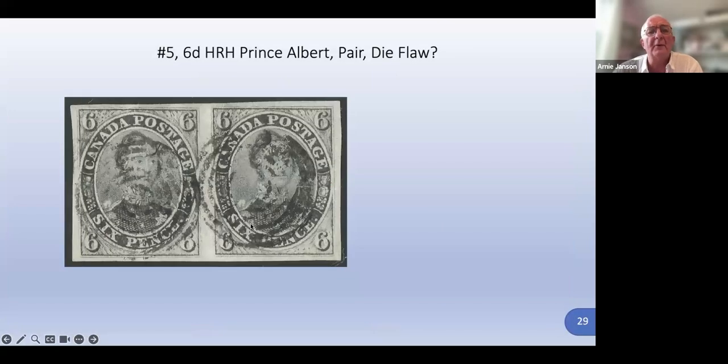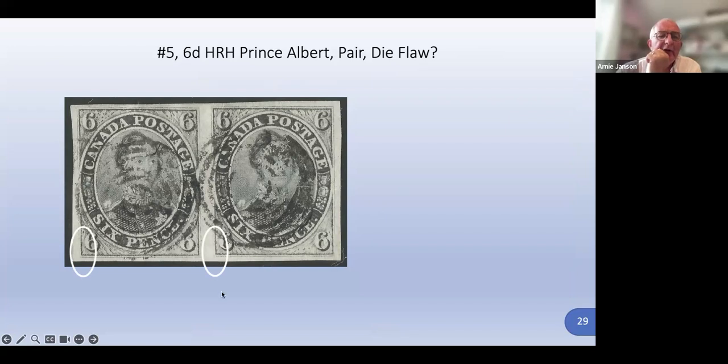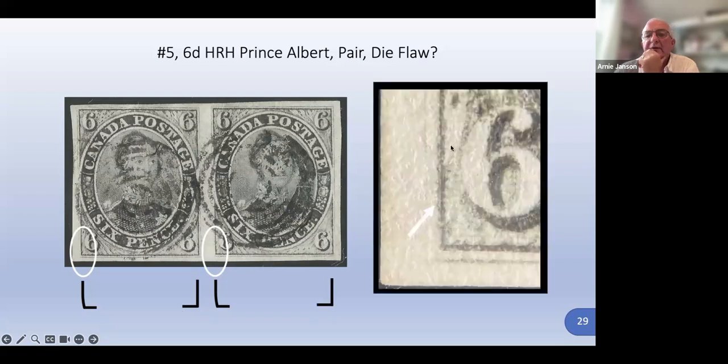If we move on to the number 5, the 6-penny, we have a die flaw. Interesting. It's a pair. When we're looking at this corner, we can see it's got a little bit of a curve to it, like this. If you look at it closely, you can see there's a bit of a curve. Compare that with the right-hand corners, and they are very sharp and straight, perfect right angles. This has got a bit of a weave in it. And we can see a bit of a hint of a doubling right down there coming in.